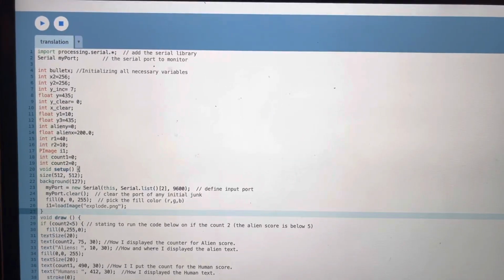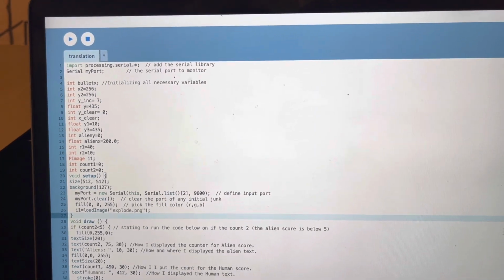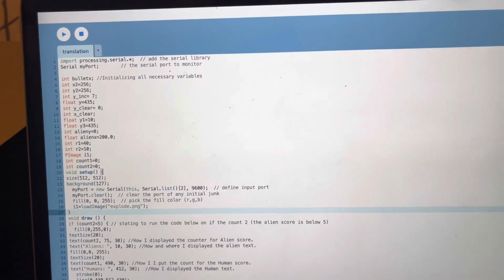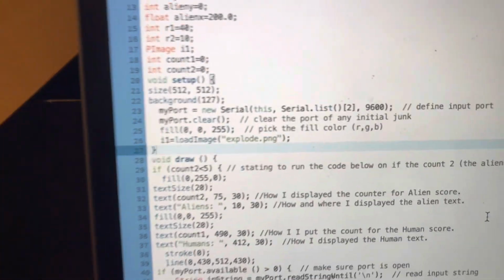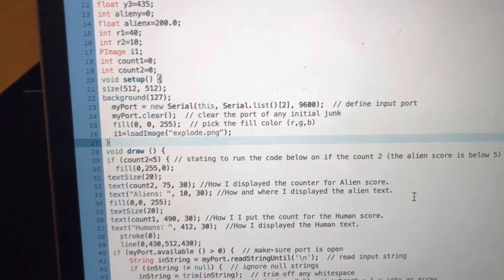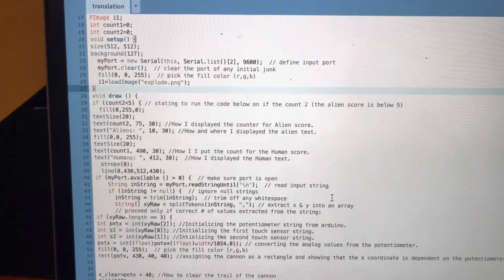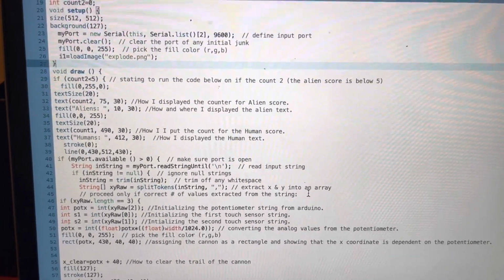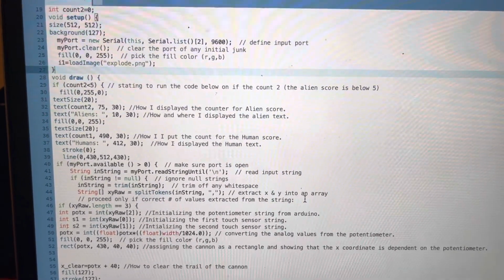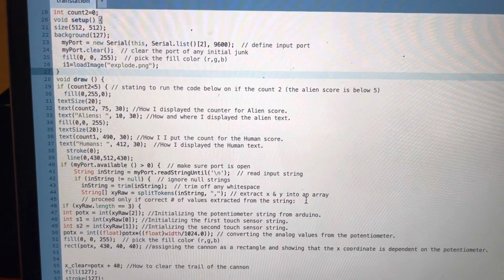All right, so this is where it gets a little bit more involved. I have my Processing, initially initializing my variables that I use throughout the rest of the code. I also would like to state that I do have an image, an explosion, which we'll see later, that I initialized. I then put an if statement stating that if the count, which is the counter for my alien, is less than 5, I would like the game to run.